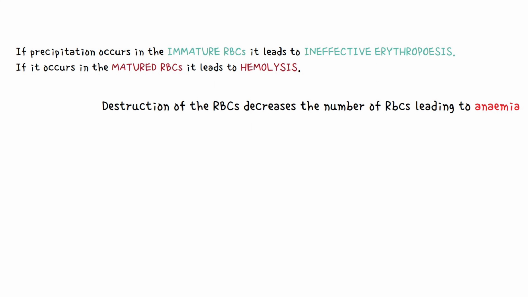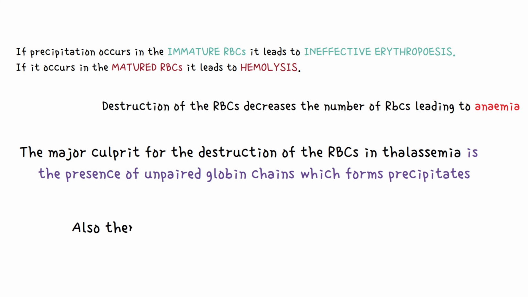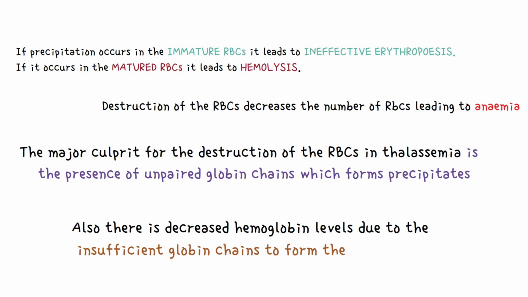So it is safe to say the major culprit for the destruction of red blood cells in thalassemia is the presence of unpaired globin chains which form precipitates. Also, there is decreased hemoglobin levels due to the insufficient globin chains to form the complete hemoglobin.